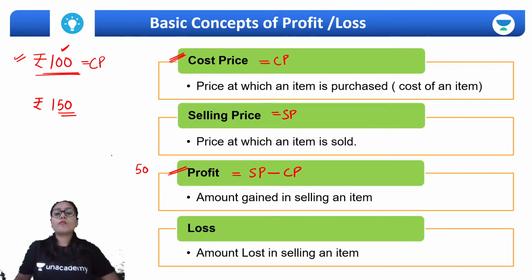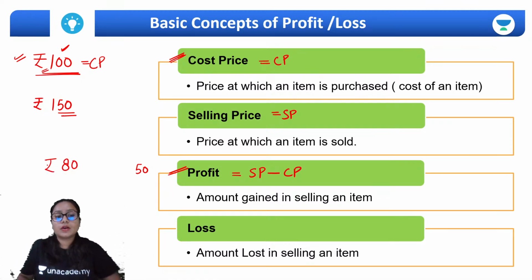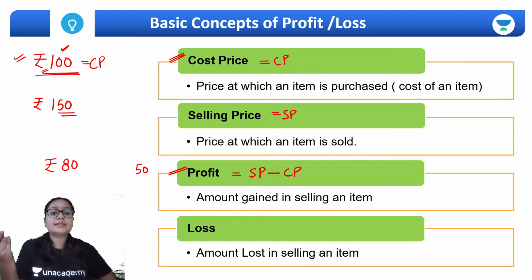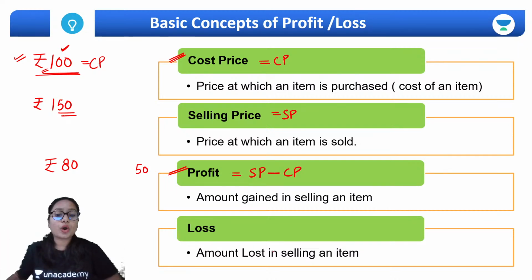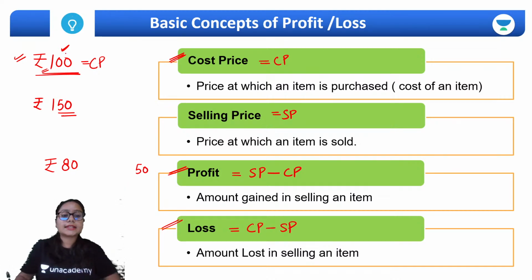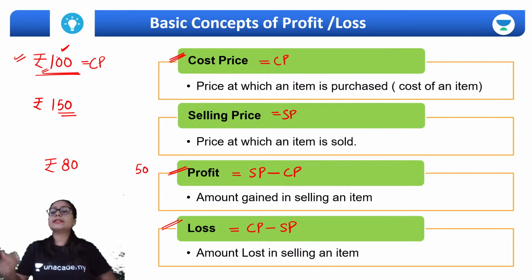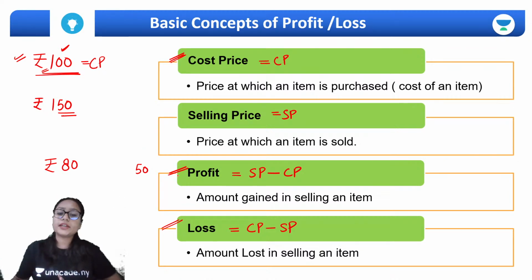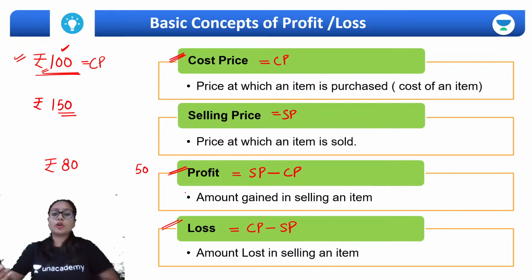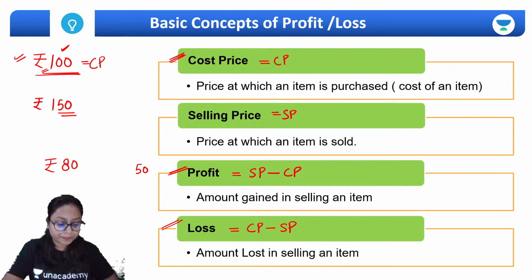But what if I sell the book at a lower price than my cost price? Suppose I sold this book at 80 rupees. Then the amount that I lost is known as the loss. The amount lost in selling the item is the loss, calculated as cost price minus selling price. In this case the loss is equal to 20. So when selling price is higher than cost price, profit is incurred. When cost price is higher than the selling price, loss is incurred. I hope all these four terms are clear to everyone here.